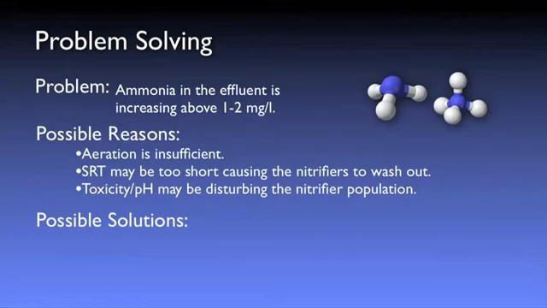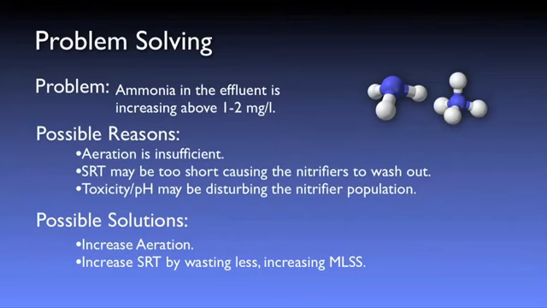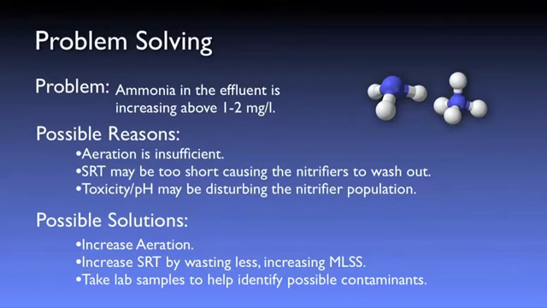If low DO is the culprit, full nitrification will return by increasing aeration. If temperatures have dropped, the SRT may need to be increased to maintain a healthy nitrifying population. If pH or toxicity is the culprit, certain specific actions may be required depending on the exact cause.